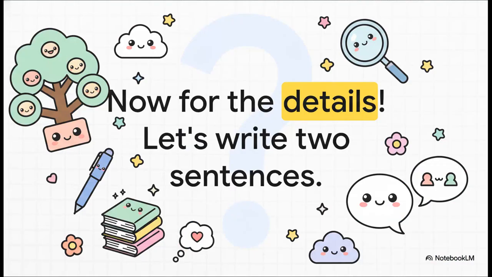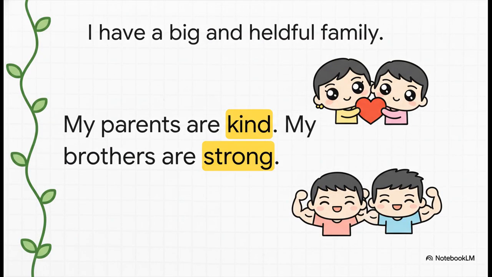Awesome. Now for step 2, adding those delicious details. Let's come up with 2 sentences that tell us a little bit more about this big and helpful family. Who could we talk about? How about these 2 sentences? First, my parents are kind. That definitely fits with the helpful part, right? And then let's add, my brothers are strong. That's another great detail. Look at that. Our paragraph is starting to take shape.